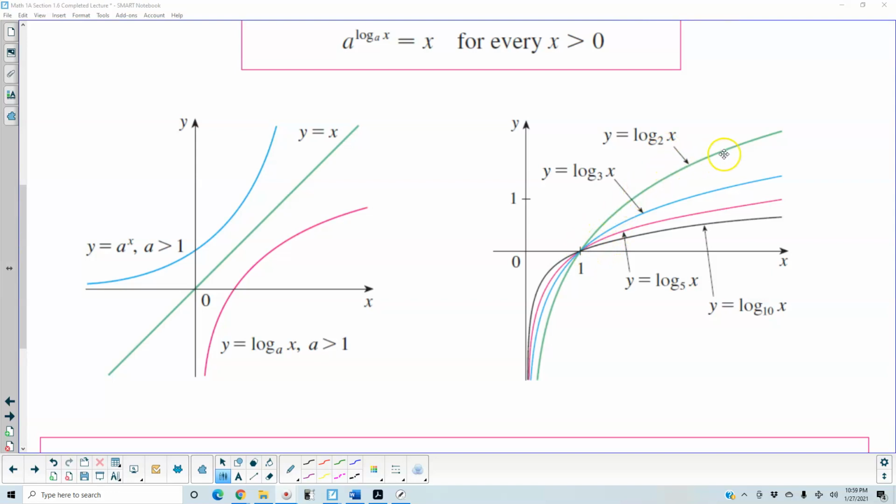Now, if we start out with the base of 2, you can see it's rising a lot higher than the other ones. As the base for a logarithm increases to 3, you can see that the graph is flattening out. And then the log of base 5 is flattening out even more, and then the log of base 10 is also flattening out.